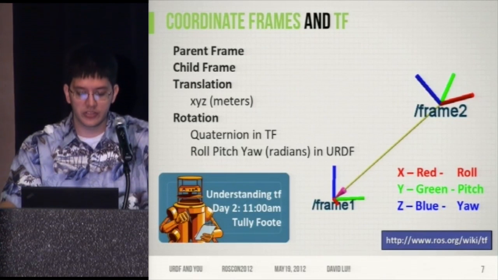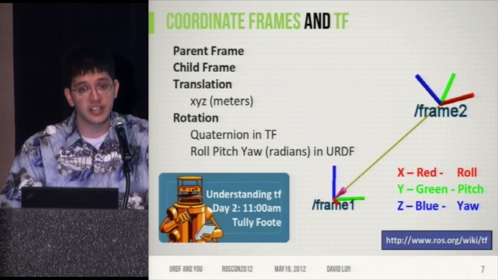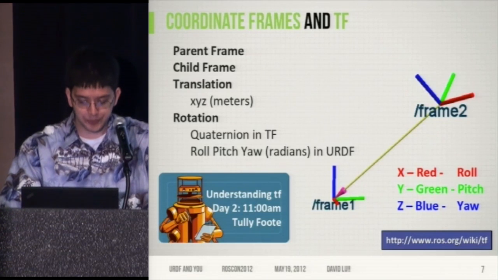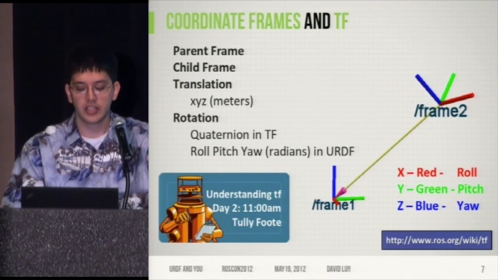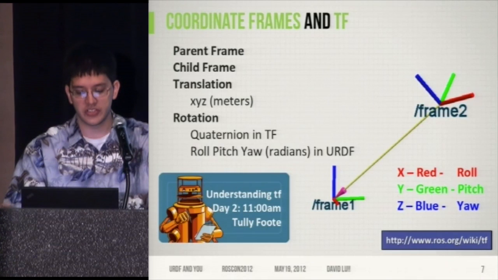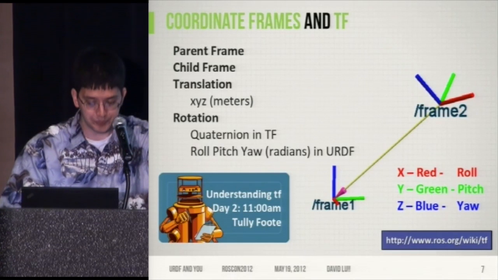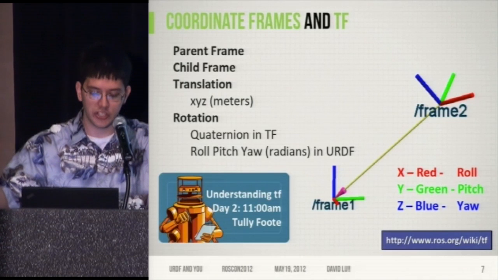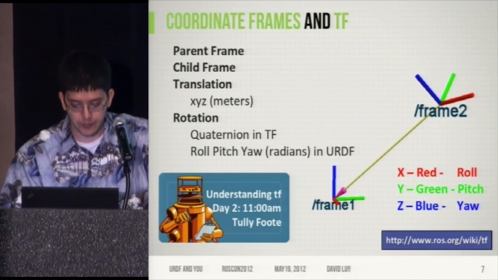In all the visualizations of these reference frames, the x-axis is marked in red, and rotations about that axis are roll. Y-axis is green, rotations about that are called pitch, and then rotations about the z-axis are yaw, marked in blue. And that's typically the order that you'll see things in: X, Y, Z, RGB, roll, pitch, yaw.